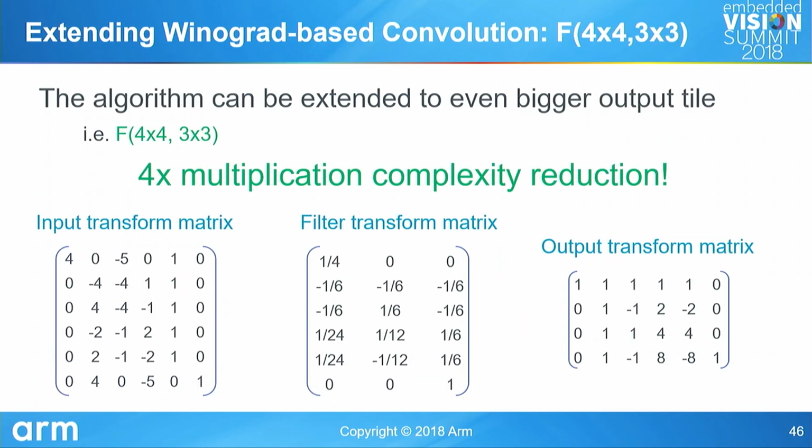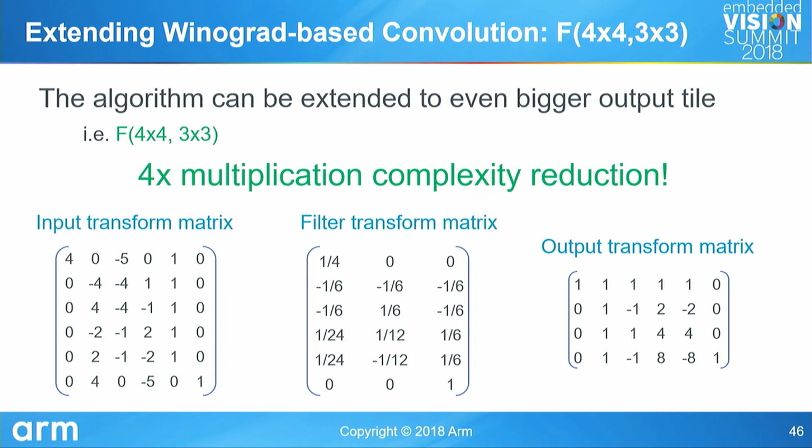But okay, the algorithm presented used 2x2 output values. So what about having an even bigger output tile? Instead of a 2x2 output tile, what about a 4x4 output tile? Yes, we can do that. And the multiplication complexity reduction now is 4 times. In order to perform this operation, we can use the matrix transformations reported in this slide, for instance. Okay. So we have the input transform matrix, the filter transform matrix, and the output transform matrix.